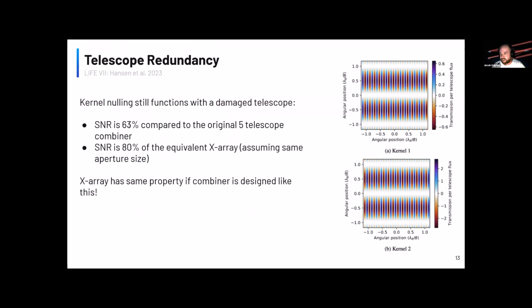You have a reduced signal to noise, of course, because this is not an optimized setup anymore. However, it will still function. This is different to the traditional X-ray type configuration, where if you lose a telescope, suddenly your use of this interferometer for exoplanets is lost because you can't really get those differential nulls anymore. You still might be able to do some other science, but you really lose that exoplanet flavor.